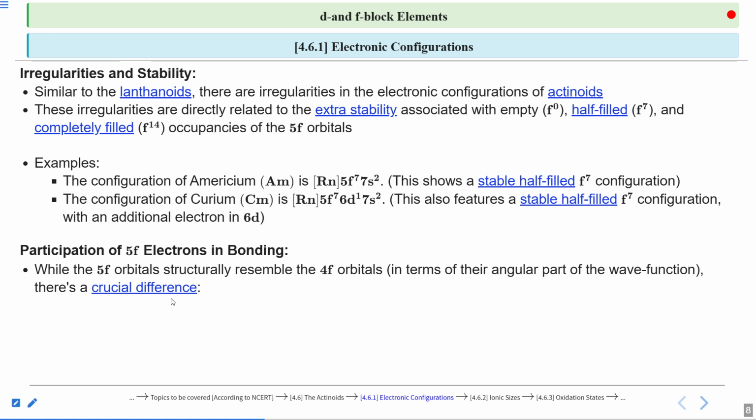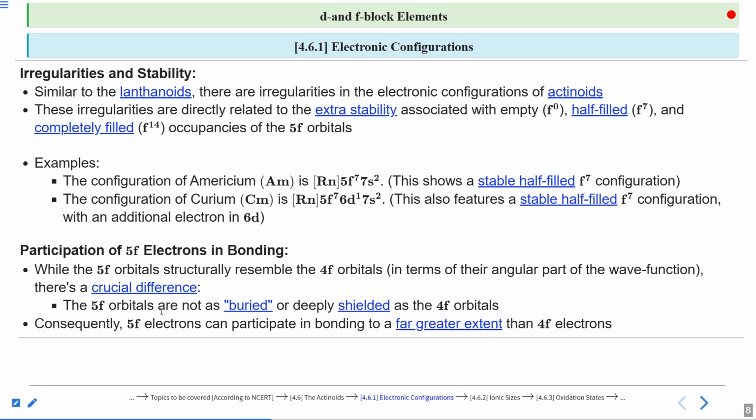So there's a crucial difference. First, 5f orbitals are not as buried or deeply shielded as the 4f orbitals. If you compare the position of the electrons filled in the 4f and the 5f orbitals inside an atom, 5f orbitals are not as buried or deeply shielded as the 4f orbitals, right? 5f electrons are less deeply embedded within the atom's electron cloud, right?